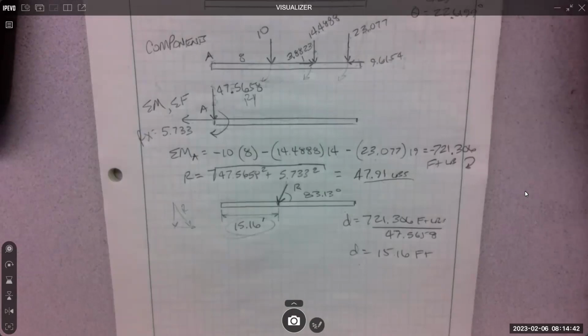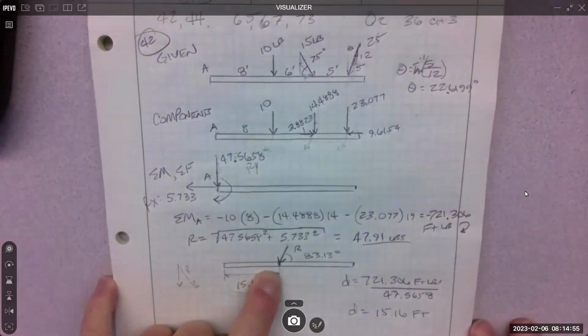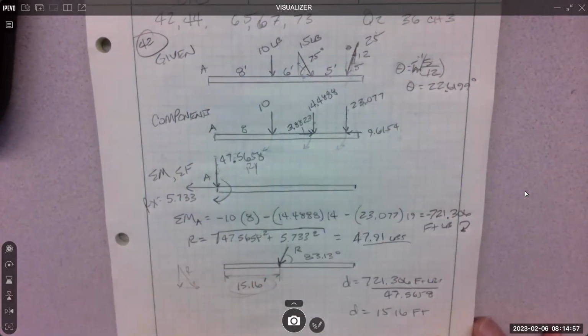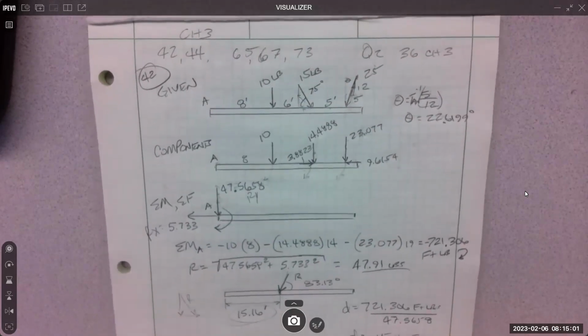This is non-concurrent. Find the resultant. Single force that replaces 1, 2, 3 forces. All right, I'm going to keep going.